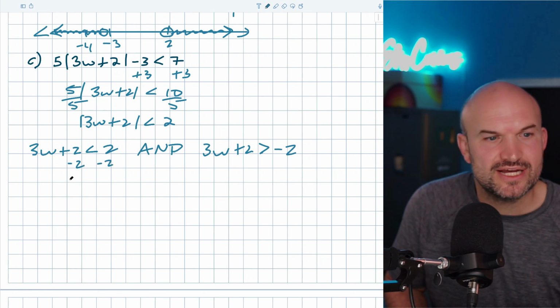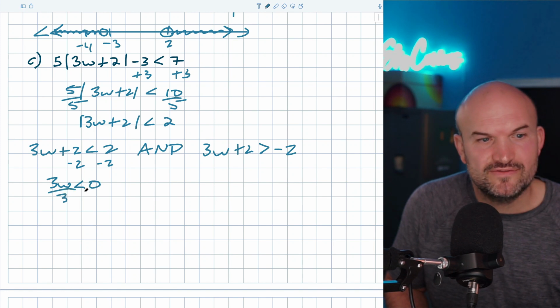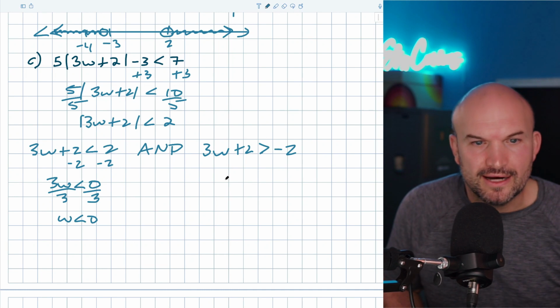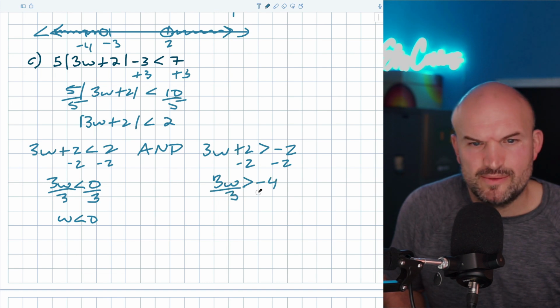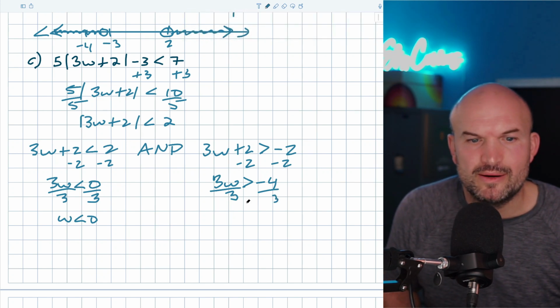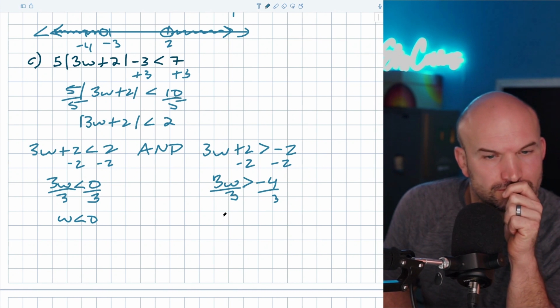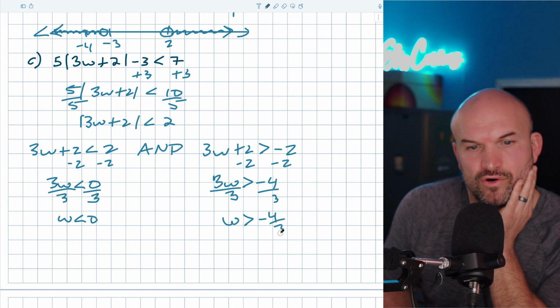So I subtract 2 on both sides, and 3w is going to be less than 0. Divide by 3, divide by 3. W is less than 0. That one's good. And then over here, subtract 2, subtract 2. 3w is greater than negative 4. Divide by 3, divide by 3. Those 3's look really bad. W is greater than negative 4 over 3.